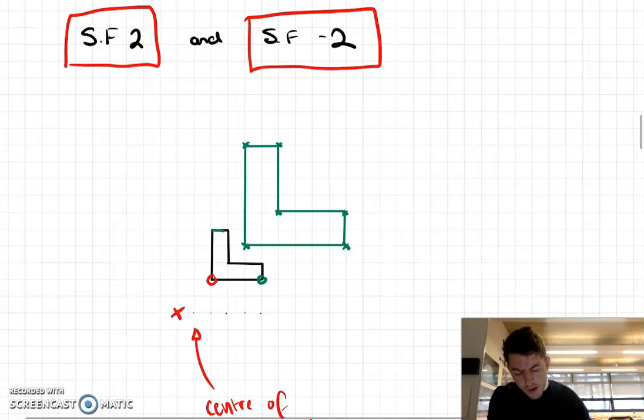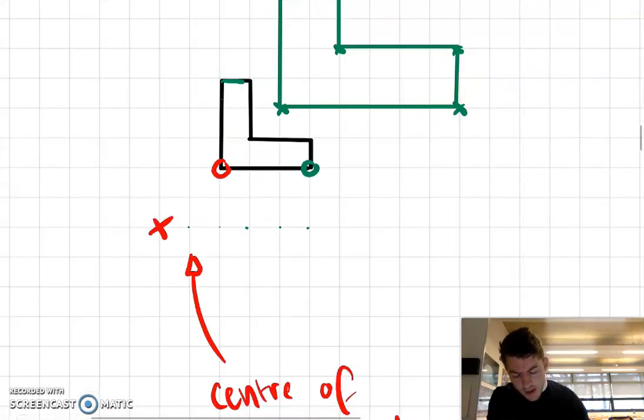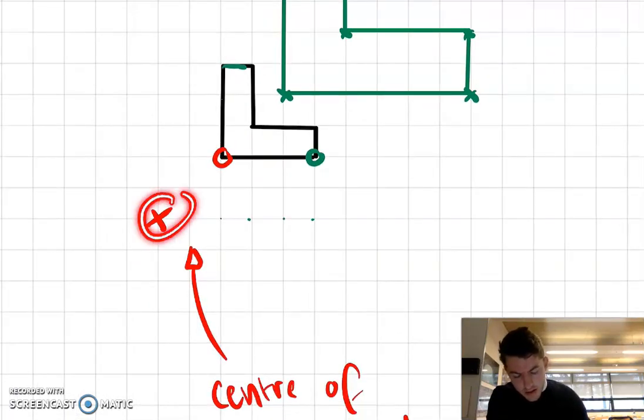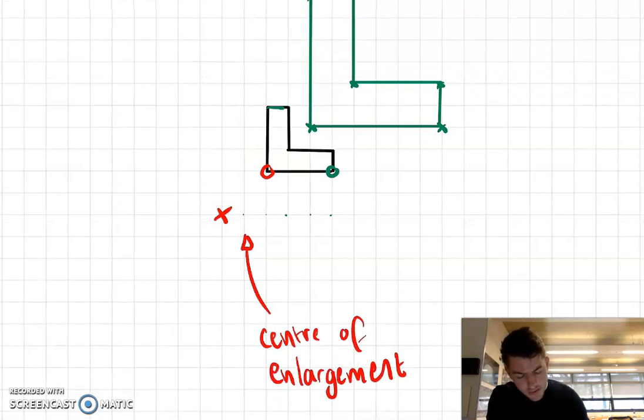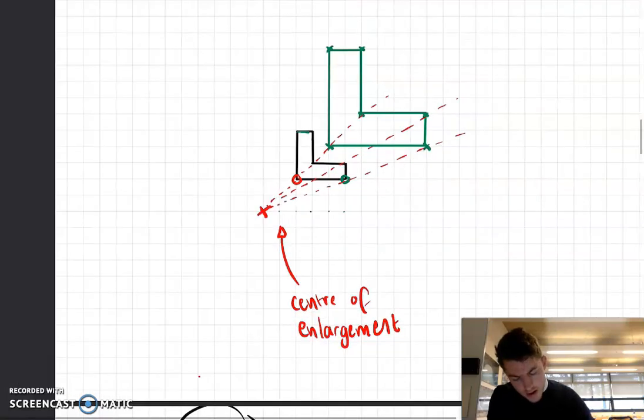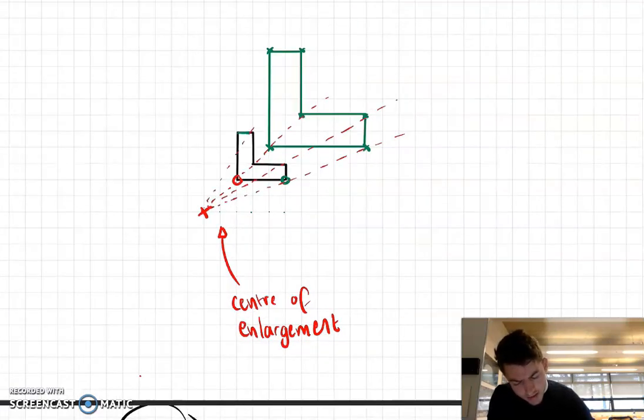Okay, so I've already done this for you. I've got a shape here, and this is our center of enlargement. And I've already done this as a scale factor of 2. So you can see here how everything goes through the points. Like so. Okay, so what happens with a negative scale factor? Well, we're going to do the opposite.